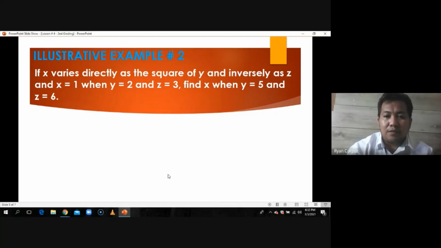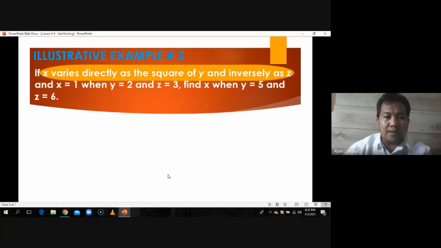So the statement of variation involved in the problem is x varies directly as the square of y and inversely as z. This time it's a combination of direct square variation and inverse variation. So the first thing we're going to do with the application of the first step is to translate that statement of variation into symbols.